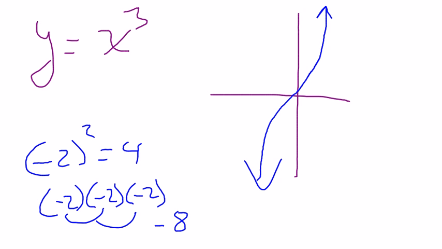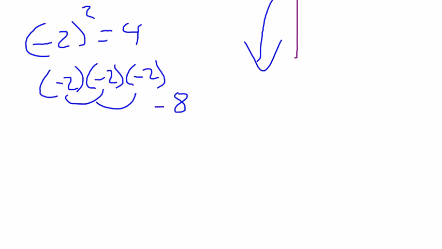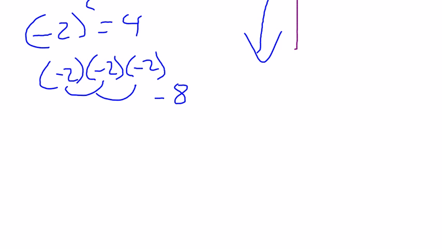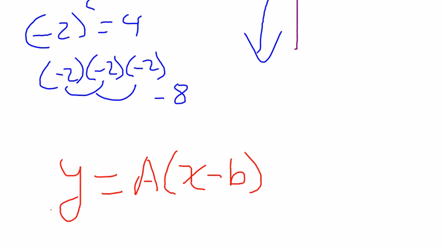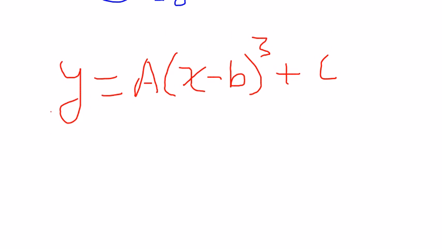So that's pretty much the parent function. The same thing is going to happen. So y equals a(x minus b) cubed plus c. So it does the exact same thing. The only difference happens is when it flips, it's going to change.